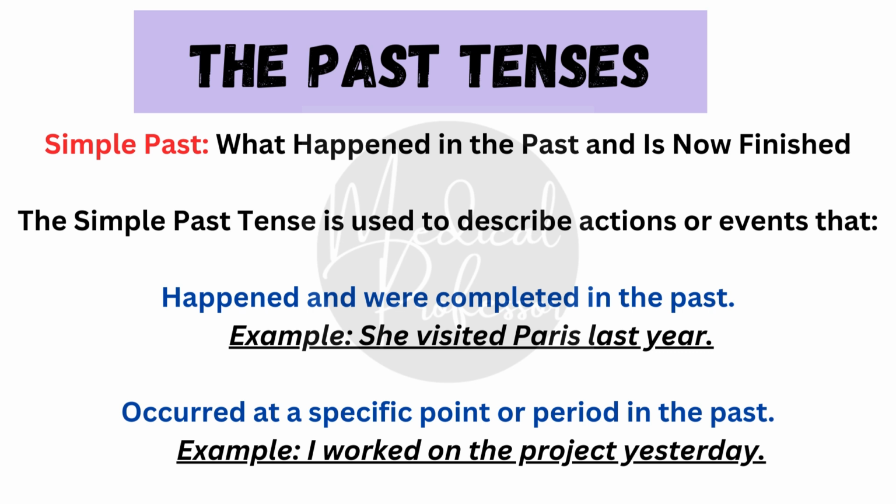The past tenses. Simple past. The simple past tense is used to describe actions or events that happened and were completed in the past. For example, she visited Paris last year. It also describes actions or events that occurred at a specific point or period in the past. For example, I worked on the project yesterday.